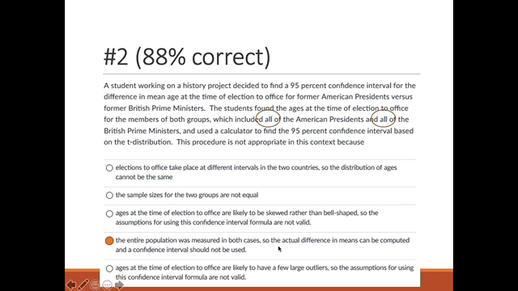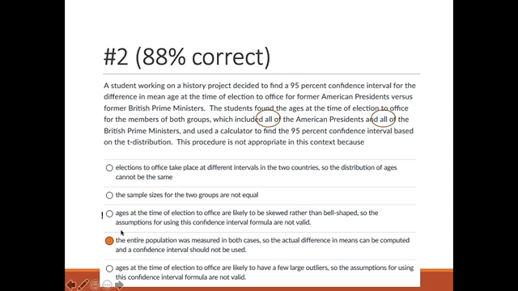So you can actually calculate the actual difference in the means. You don't need a confidence interval to try to capture the true difference between those means. Find the mean for the American presidents, find the mean for the British prime ministers, subtract them, you'll know the truth, and be done. No need for a confidence interval.